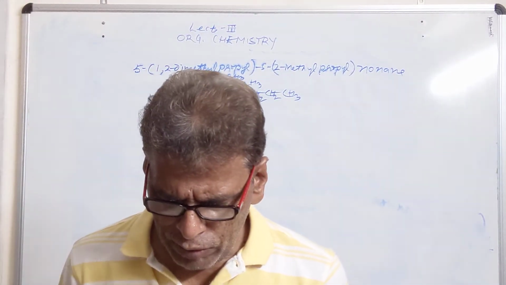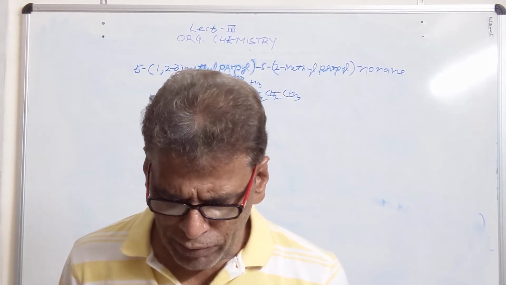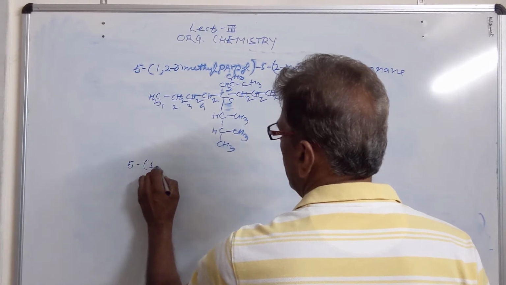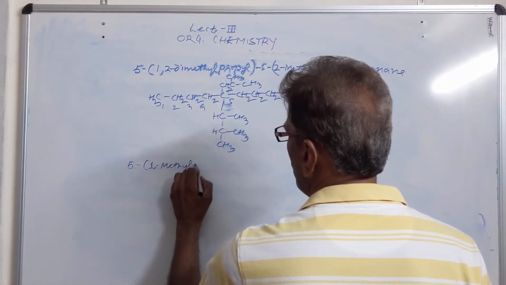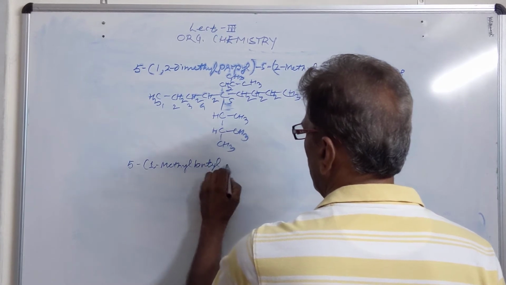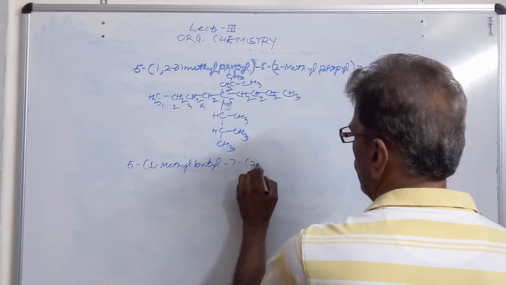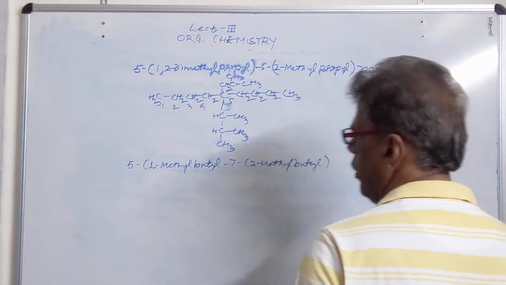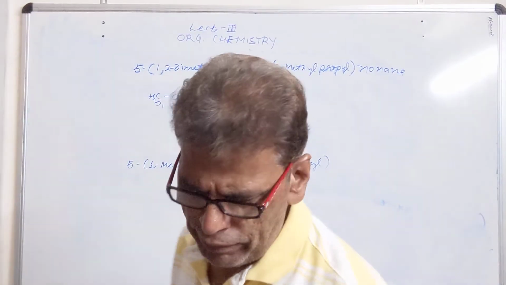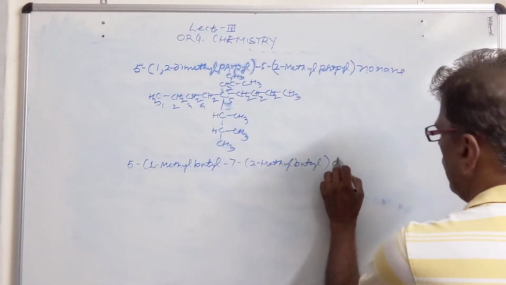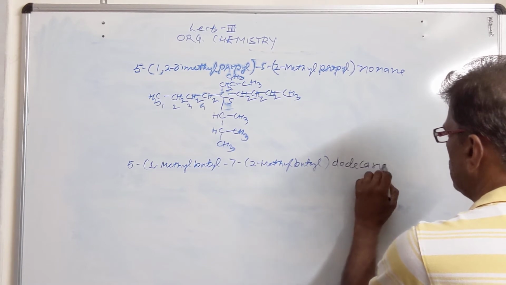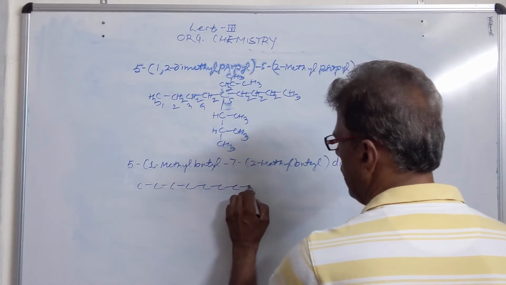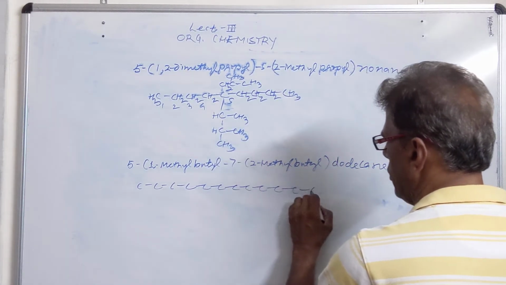Then we write the structure of one more: 5-(1-methyl propyl), 7-(2-methyl butyl). Then we have the basic skeleton, which is dodecane, 12 carbons. So make the chain of 12 carbons: 1, 2, 3, 4, 5, 6, 7, 8, 9, 10, 11, 12.